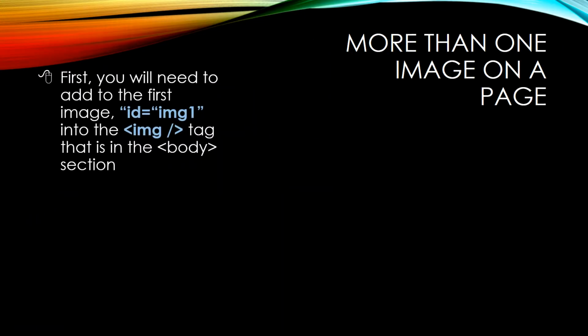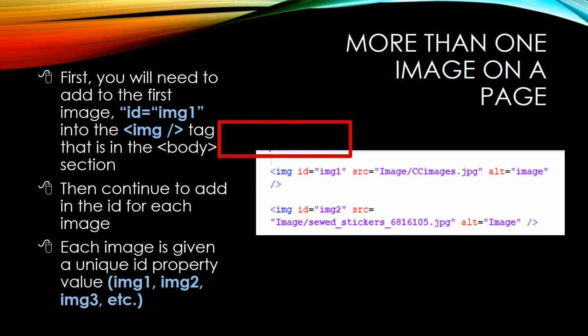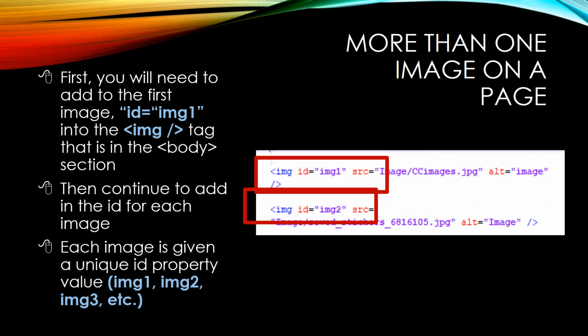So the first step you'll need to do to actually identify these images is to add in the first image the ID equal image 1 into the image tag that is inside the body section. Then you're going to continue to add inside each of the image tags an ID selector for each of them. So if you look at the example, I have two images. Each of the images have been given a unique ID property value. I have image 1, image 2.